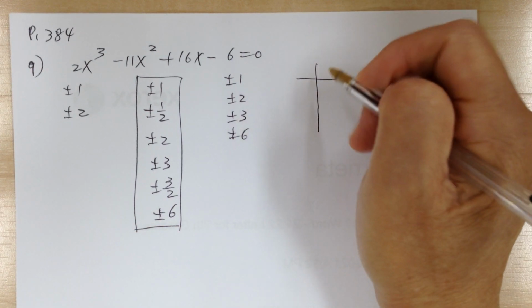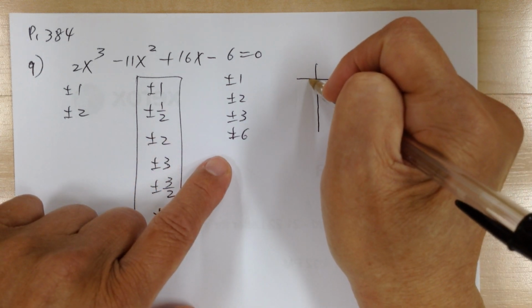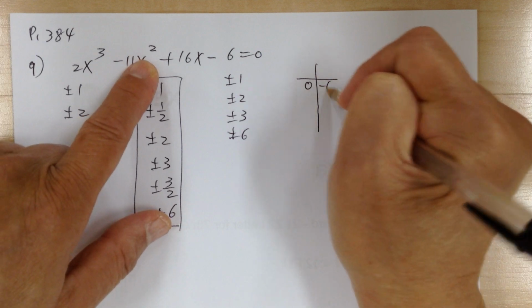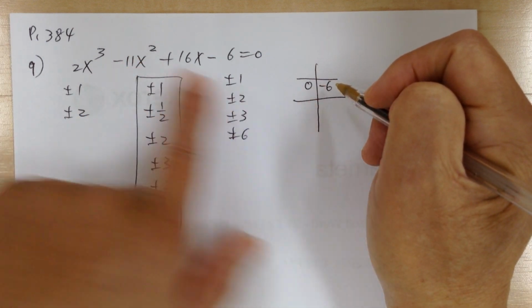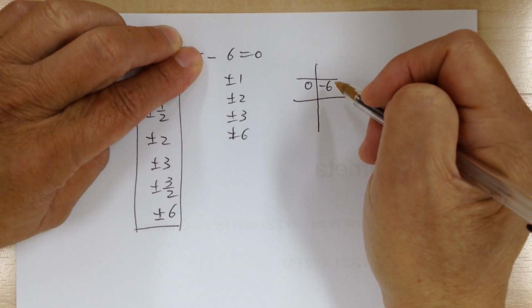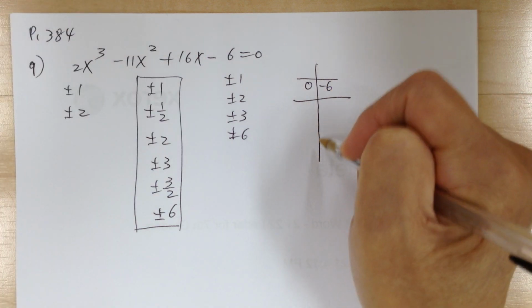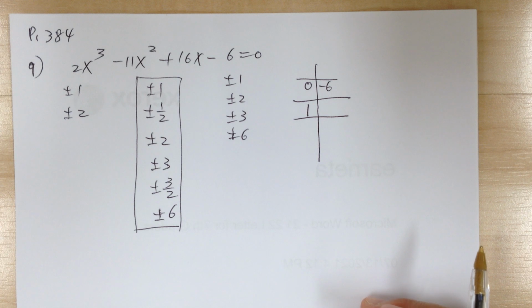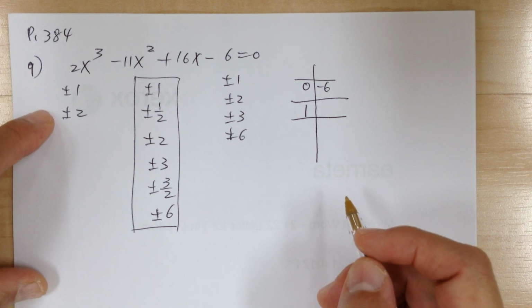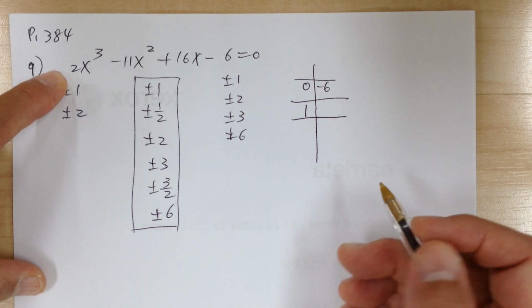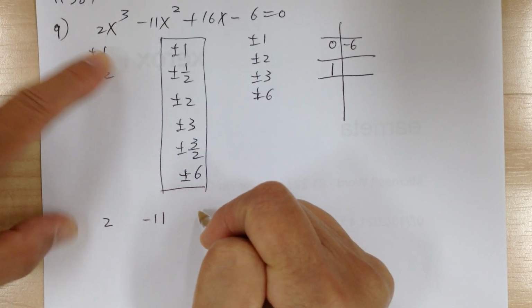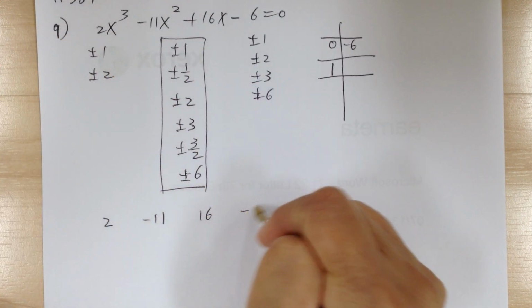Also, if you start with 0, you're going to get negative 6. Again, you put 0 in here, all this is going to become 0, so you're going to get negative 6. Then after that, I'll always try 1 because 1 is the easiest number to try. Let's go and get our numbers ready. So I'm going to get 2, negative 11, 16, negative 6.